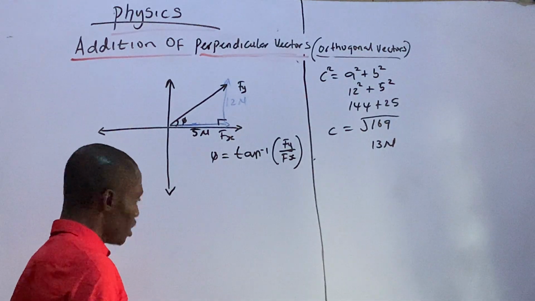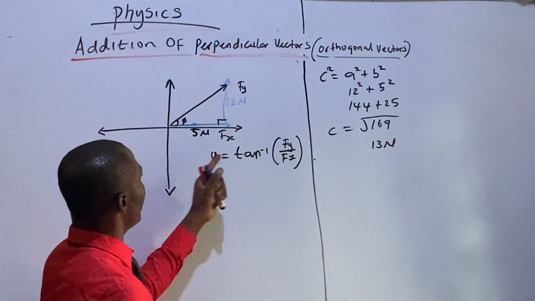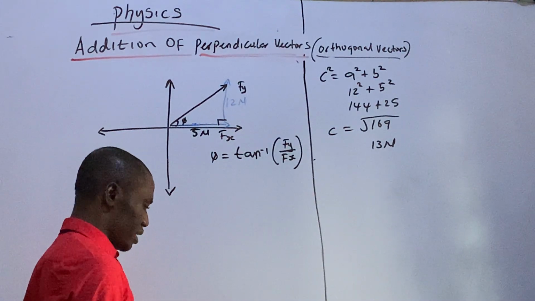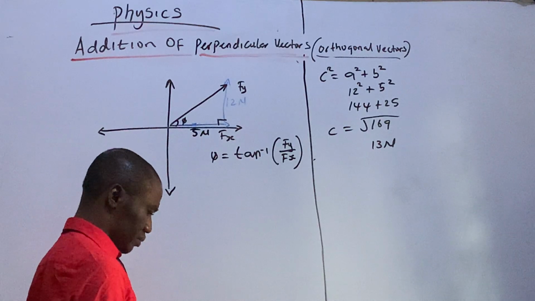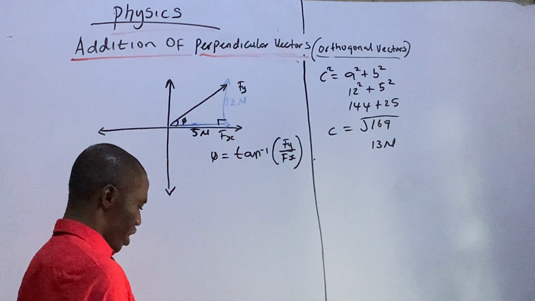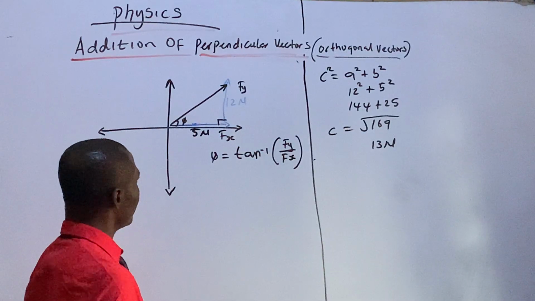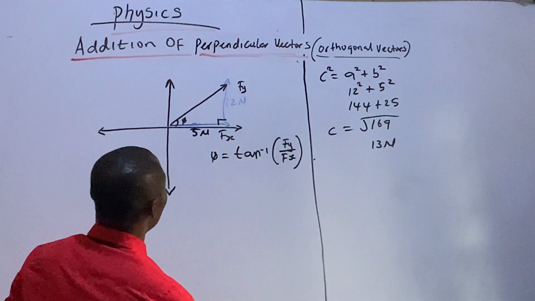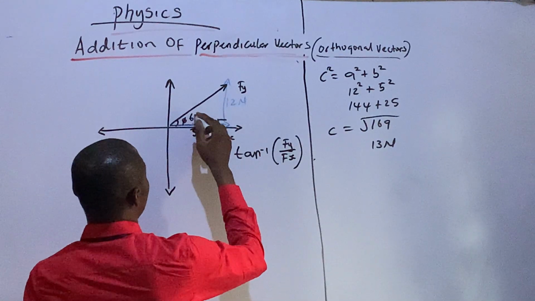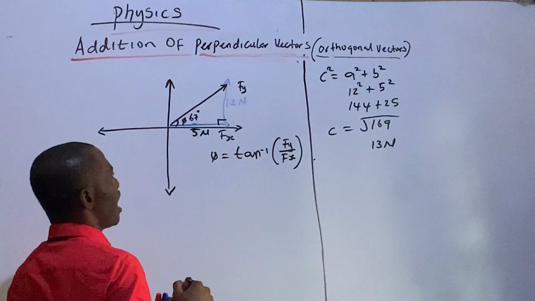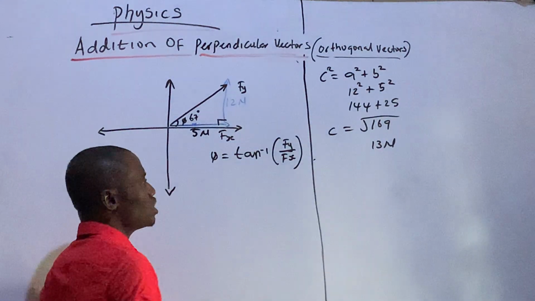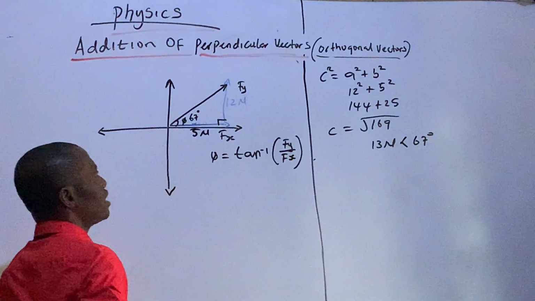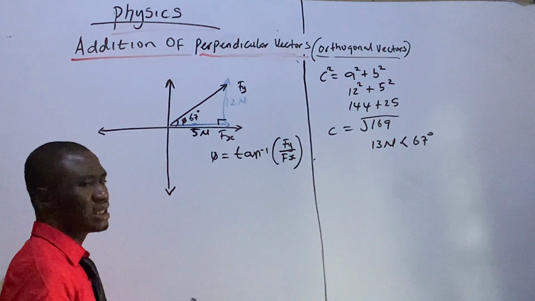We have the tan inverse of the F of y, which is 12, over that of 5. All right, let's do that immediately. Shift tan, F of y is 12, and that of the F of x is 5 Newton. So we're having 67 degrees. So theta here is 67 degrees. Now, this is 13 Newton at an angle of 67 degrees. And this is the 5, 12, 13 triangle.